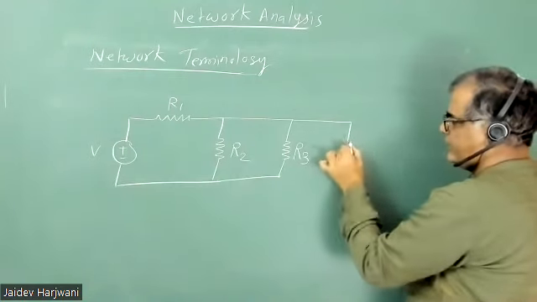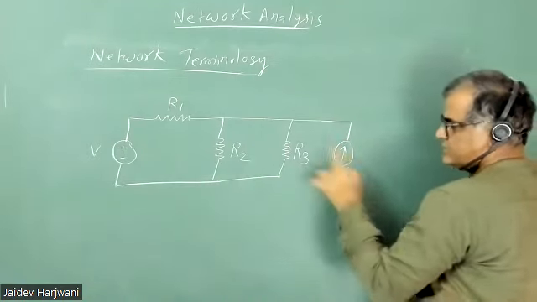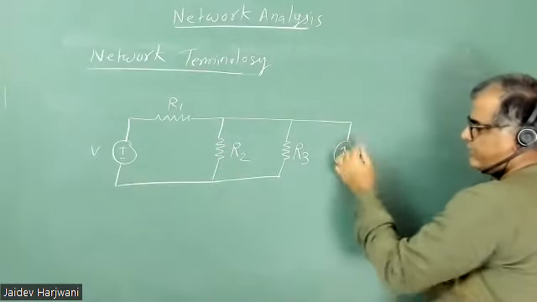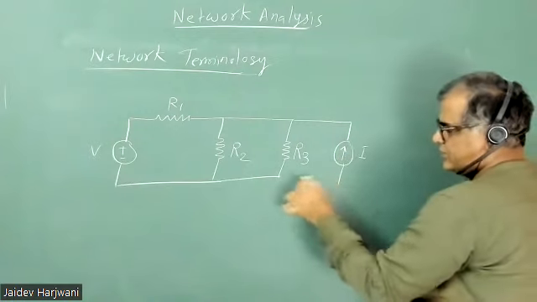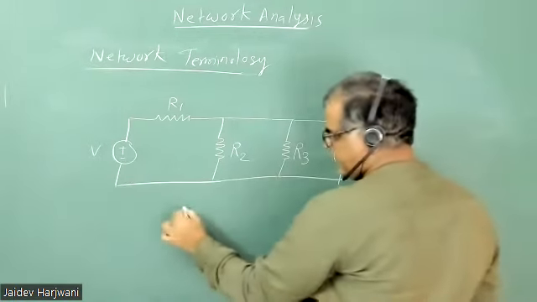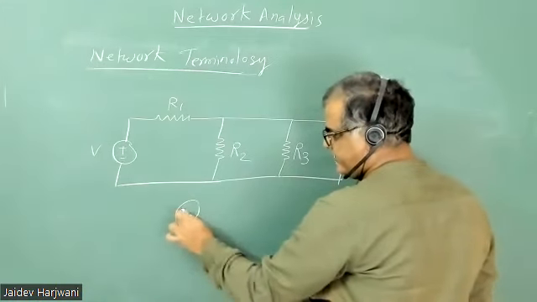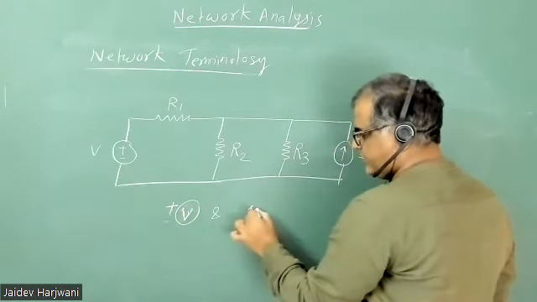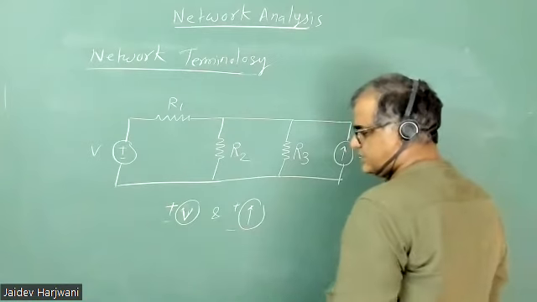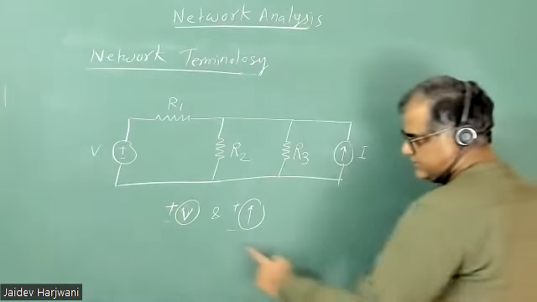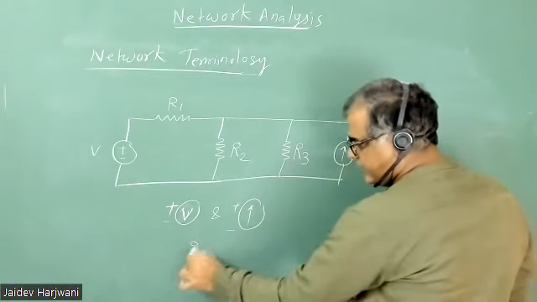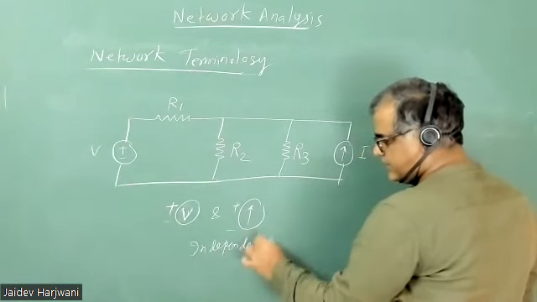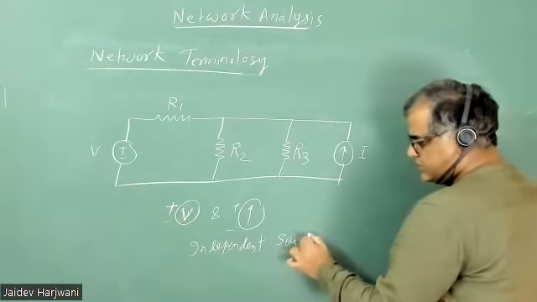And say I am putting here a current source. These are energy sources: the voltage source, and this is the symbol of the current source. These are independent sources, independent energy sources.